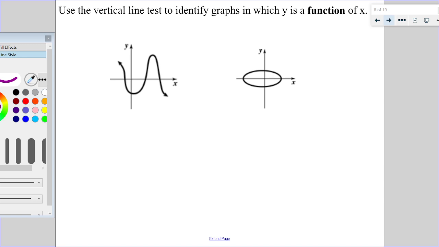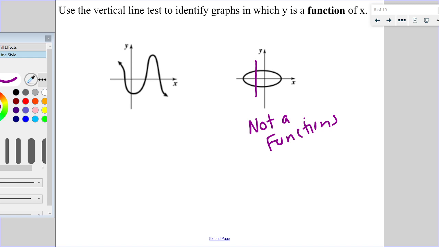Now, I specifically put the first one on there. I think the second one's pretty obvious. Function or not a function? Not, right? There's my vertical line. Hit more than 1 point, easy. I just want to point out the second one may have given some people some hesitation.